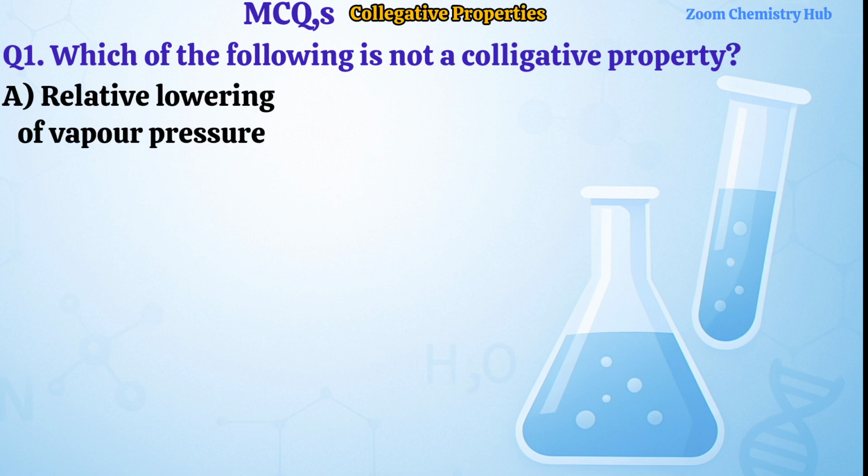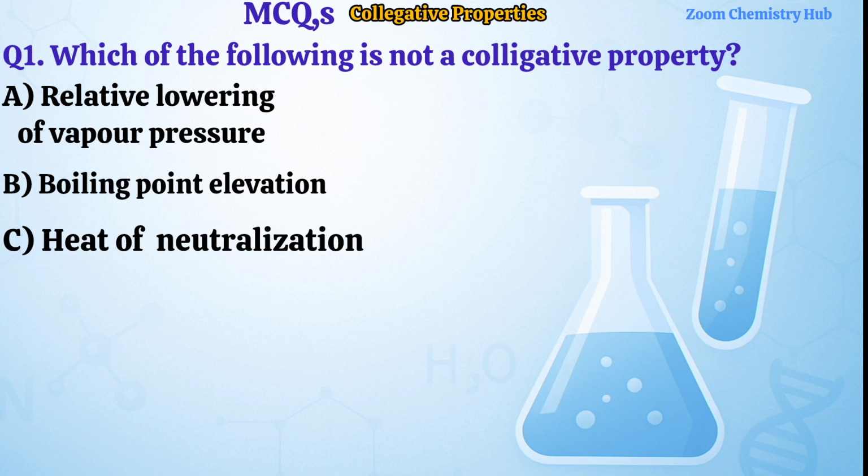Option A, relative lowering of vapor pressure. Option B, boiling point elevation. Option C, heat of neutralization. Option D, freezing point depression. As we know that the colligative properties depend on the number of solute particles, not their nature. So we can discuss each option one by one.